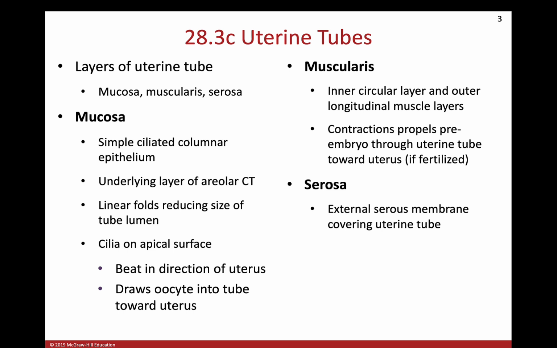The muscularis is an inner circular layer and outer longitudinal layer. And the contractions of the muscularis propel the pre-embryo through the uterine tube towards the uterus if fertilized. As usual, the serosa is just an external serous membrane that is covering the uterine tube.